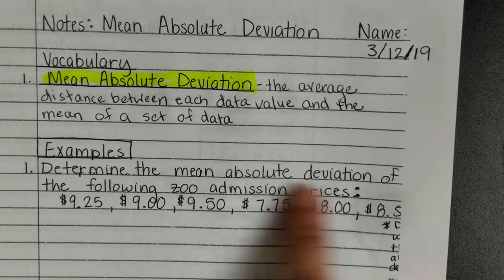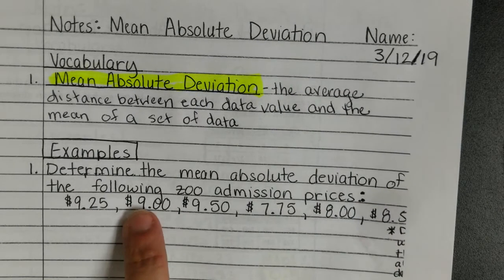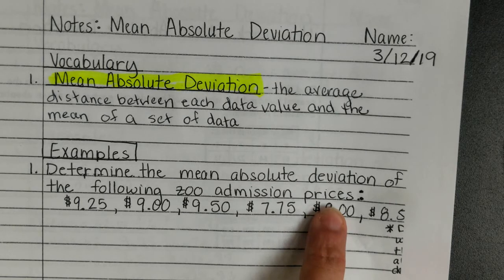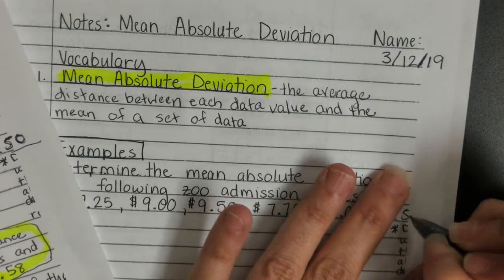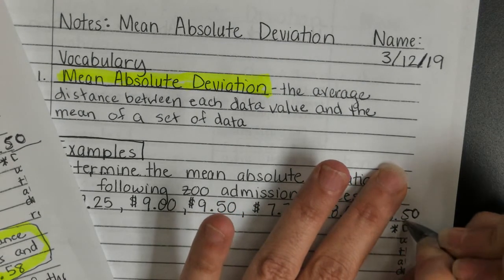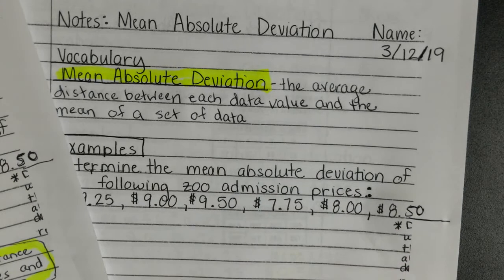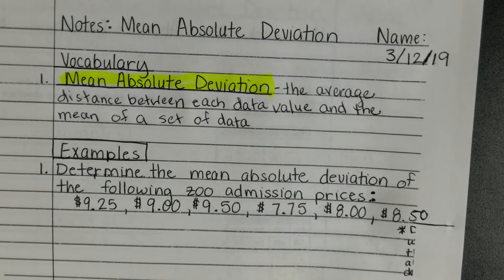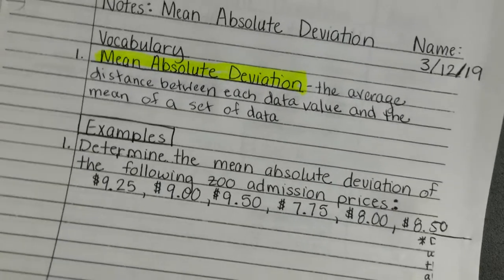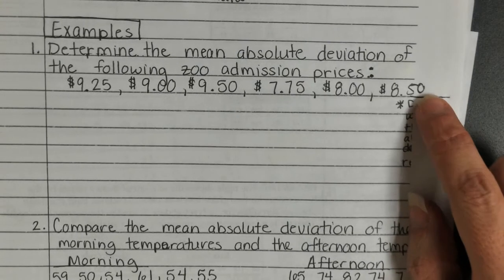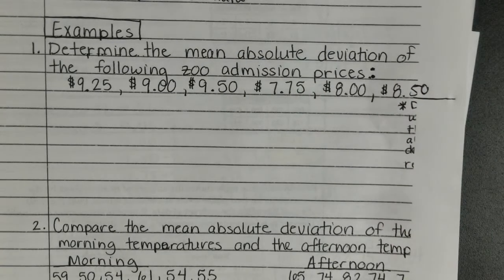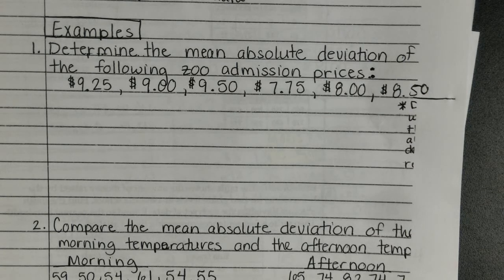Okay, so we're going to determine the mean absolute deviation of the following zoo admission prices. Notice, money amounts. Don't worry about the little words, but I need you to add this 0 right here to make it a nice, clean money amount. Now, I'm going to tell you, there's a lot of writing to this, a lot of steps. Try to keep it organized like me, and it'll help you fit it all in there.